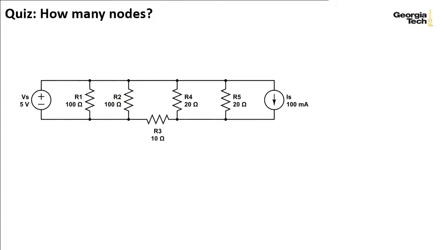So at this point, let's practice. Looking at this circuit, identify the nodes. How many nodes do you see? Also make a note of the junctions. Now remember that a node is where different circuit elements meet. So we have a node here.